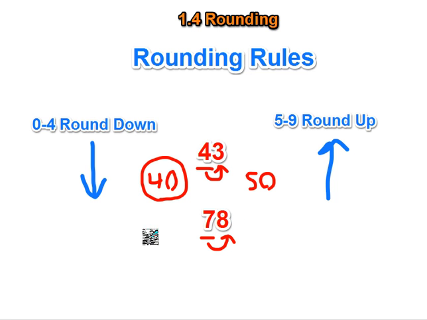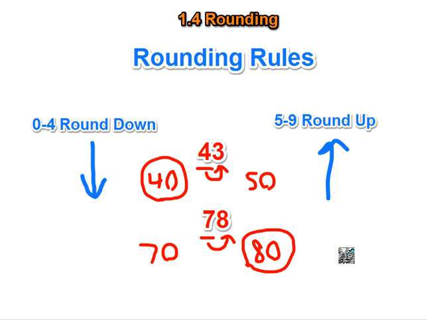Now if we look at our next one here, 78, underline that 7, look at the 8, so is it going to stay a 7 and be 70? Or is that 7 going to go up 1 to an 8 and be 80? Well, because the 8 here is between 5 and 9, that is going to round up and be 80. So if you did those correct, you would have gotten a 40 and an 80.